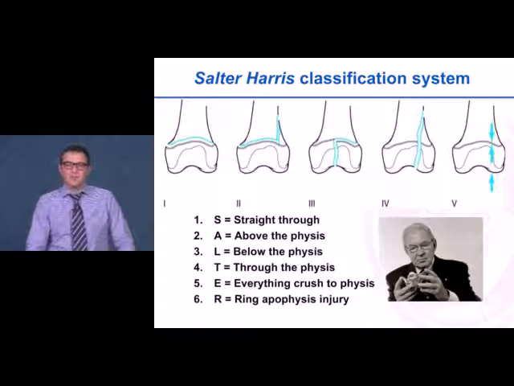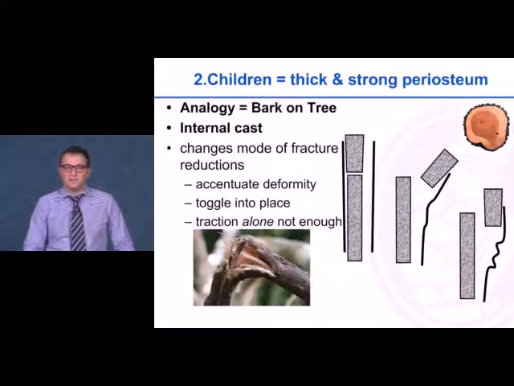And when we think about growth plate injuries, the Salter-Harris classification is the most commonly used classification system. And if you think about the mnemonic of Salter, it can help you remember where the fractures lie. Where S is straight across the physis as a Salter-Harris 1 fracture, A is above the physis, L is below the physis, T, or Salter-Harris 4 fracture, is straight through the physis, and Salter-Harris 5 and 6 fractures involve a crush through the physis.